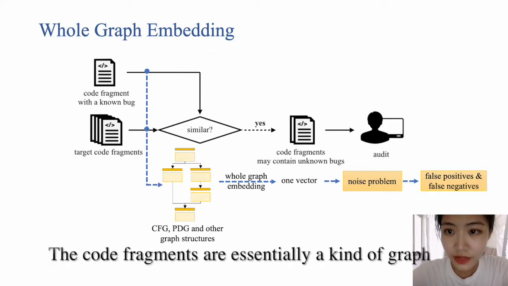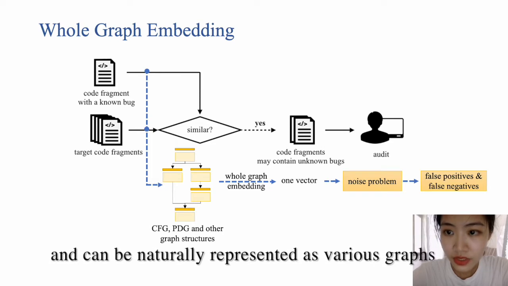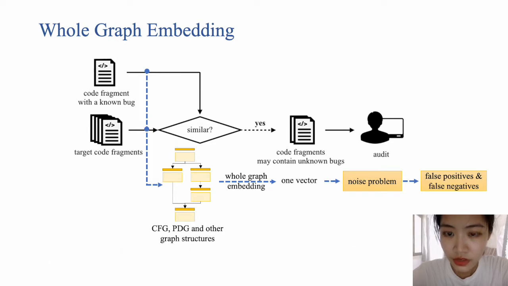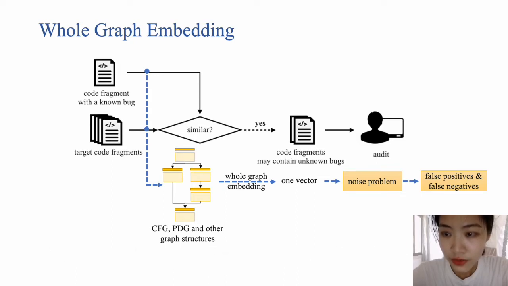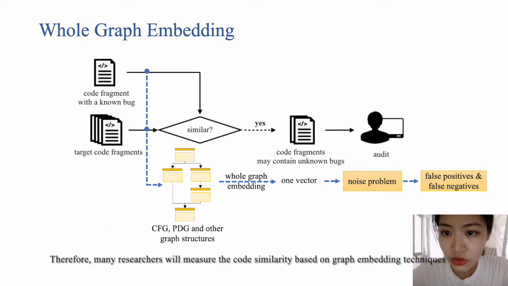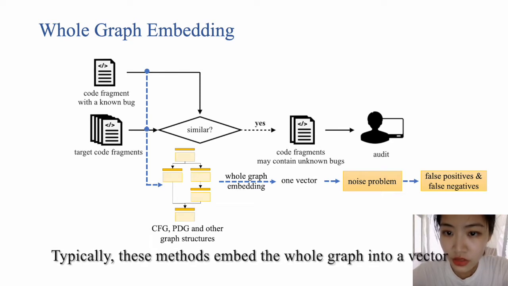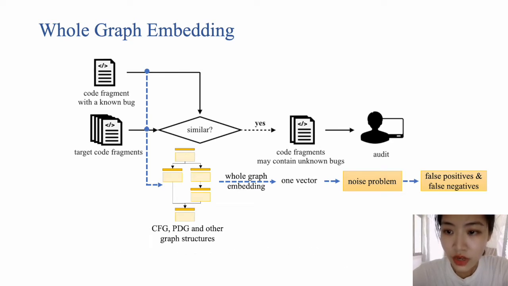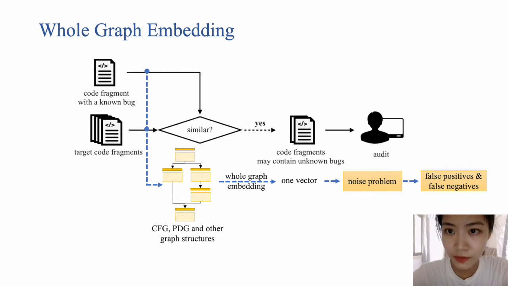The code fragments are essentially a kind of graph and can be naturally represented as various graphs, such as CFG and PPG. These graphs are good representations of code structure. Therefore, many researchers measure code similarity based on graph embedding techniques. Typically, these methods embed the whole graph into a vector. However, these methods suffer from false negatives and false positives caused by a noise problem.